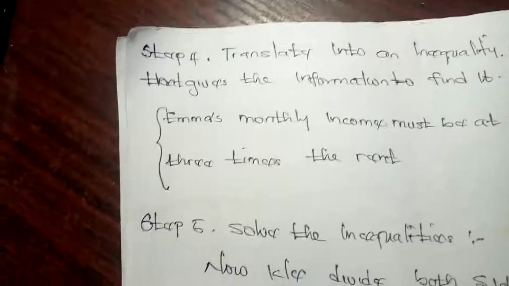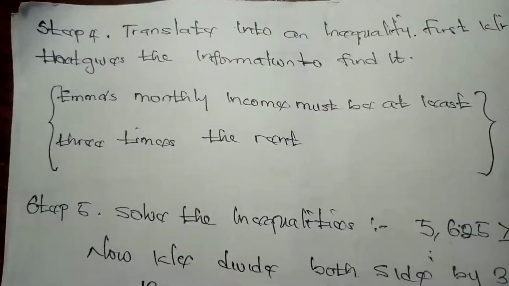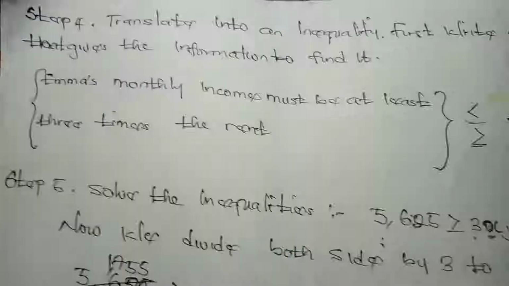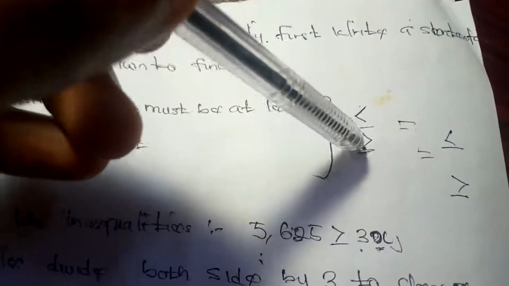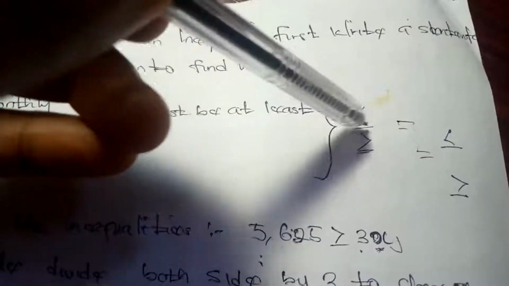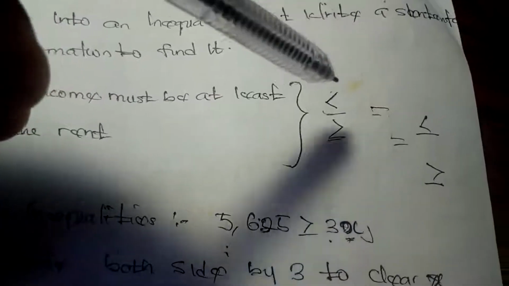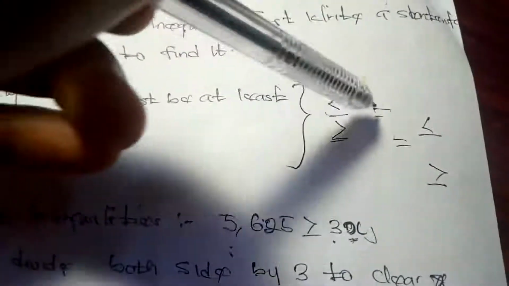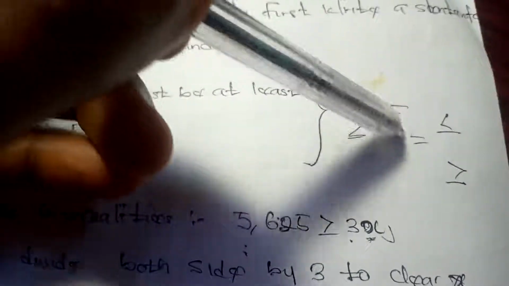So the sentence is: Ima's monthly income must be at least 3 times the rent. And here, this is greater than or equal to. This is less than or equal to, and this is greater than or equal to. It's the same thing as the equals sign, but in inequality, we don't write equals to like this. We use this sign in place of this one. In place of equation, we can't use this. We use this.